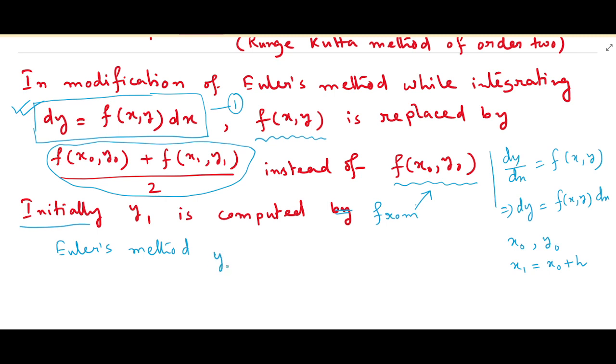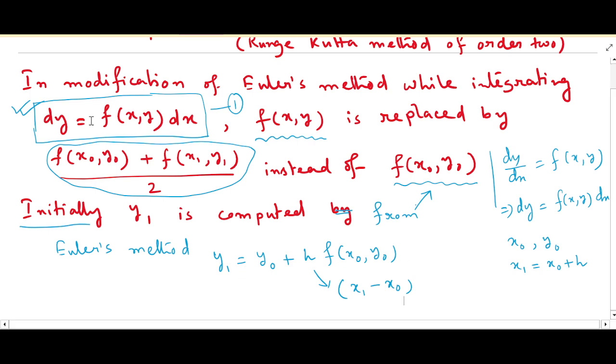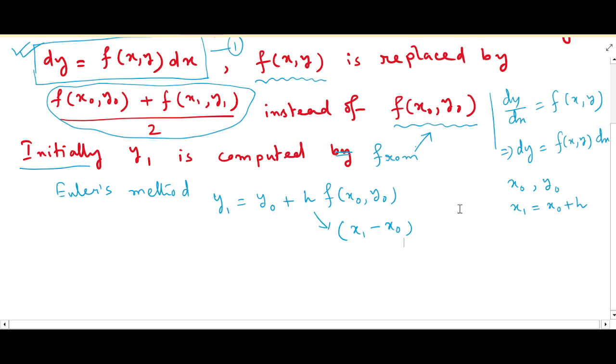And what is the formula? I think you still remember y1 equals y naught plus h into f of x naught comma y naught. Maybe in the formula, in place of h, we wrote x1 minus x0. So x1 minus x0 is also h. So from this particular formula, first we have to find what? Y1.